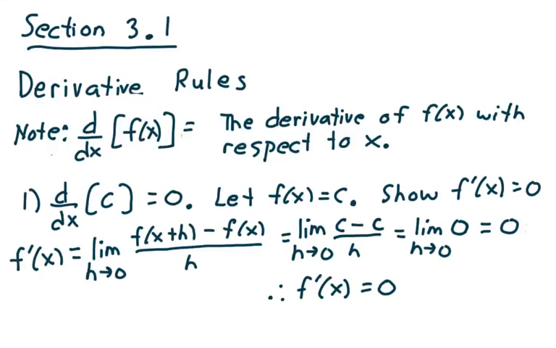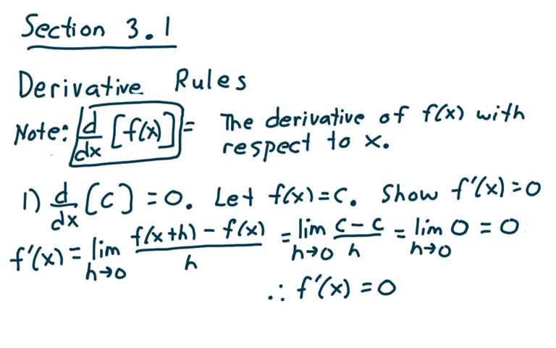This is a video from section 3.1 and it's on the derivative rules. Note this notation that I'm highlighting with a rectangle is the derivative of f of x with respect to x. So for rule number 1, the derivative of a constant with respect to x is equal to 0.